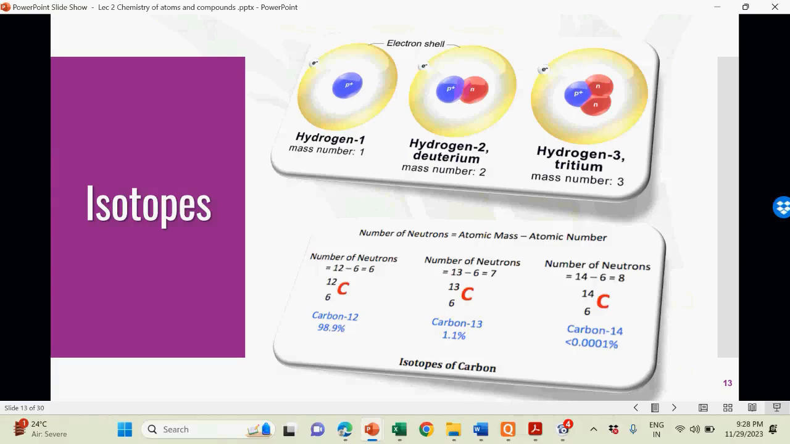When we say the isotope carbon 12 is the most dominant, it represents around 98.9% in nature, while the other isotope, carbon 13, represents only 1.1%, and the very rare isotope of carbon, carbon 14, is less than 0.0001% in nature. So what do the numbers 12, 13, 14 stand for? Anyone can respond?